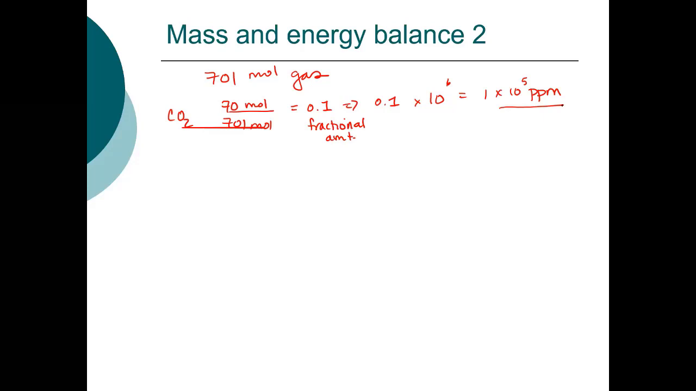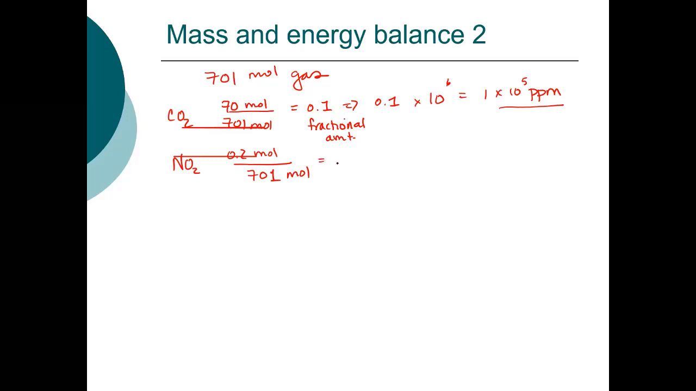This is a concentration in parts per million. For NO2, we have 0.2 moles. We'll divide again by the 701. This is why we went through all of that previous set of calculations to get one number, to get that 701 moles, to know how much air is leaving the system.